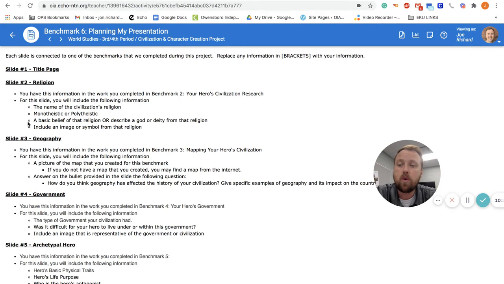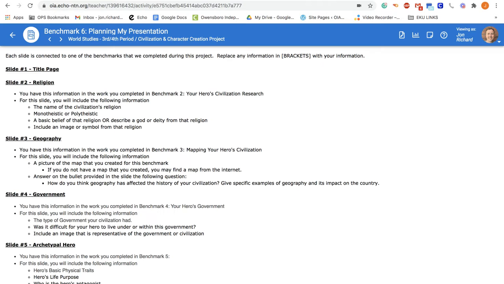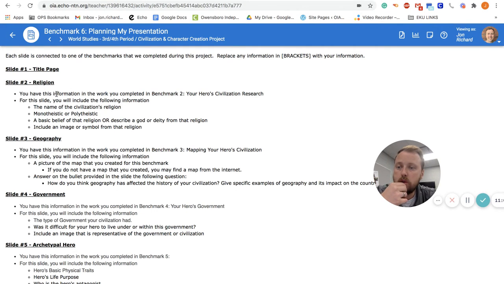So for this slide, you have bullet points in the instructions, and then you have bullet points that are actually on the slides here. For this slide, you will include the following information. Bullet one is the name of the civilization's religion. Bullet two will be monotheistic or polytheistic. So are they monotheistic or polytheistic? You just put that word. And then the third bullet, you put a basic belief of that religion or describe a god or deity from that religion. And then the fourth thing is include an image or symbol from that religion.